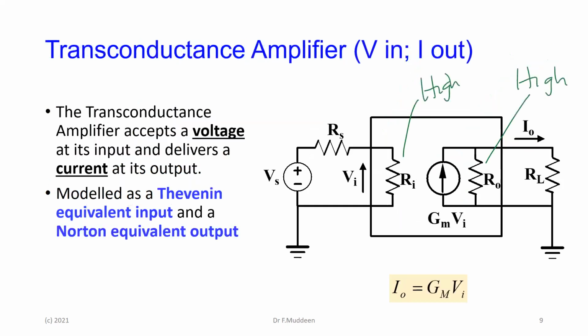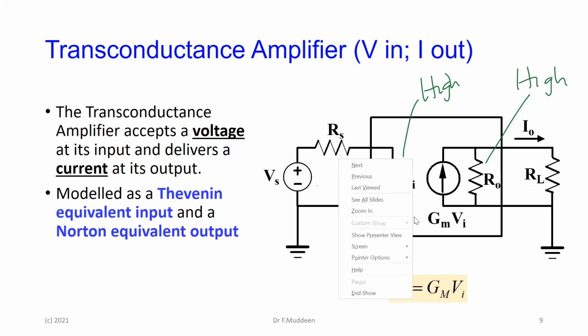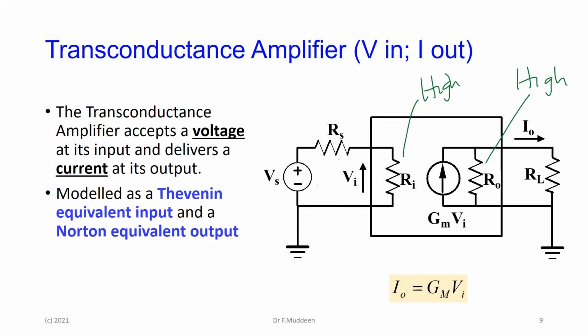And then the other 2, and we'll see where you use these because they occur quite frequently, is the transconductance amplifier, which takes a voltage in and gives you a current out. Right, so a voltage in and a current out. I'll talk about the example in a while. So this one now, the input part we model as a Thevenin equivalent circuit, which is a voltage and a series resistance.